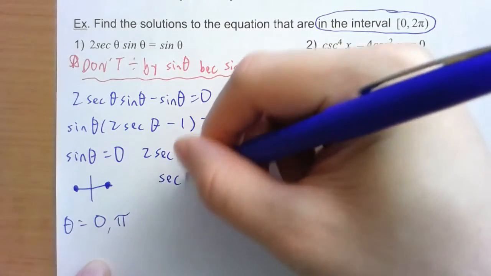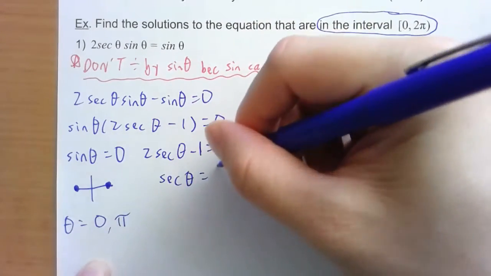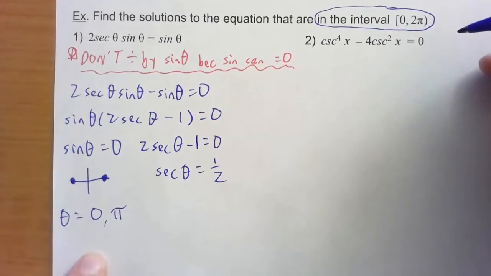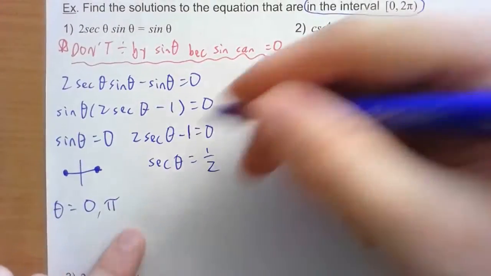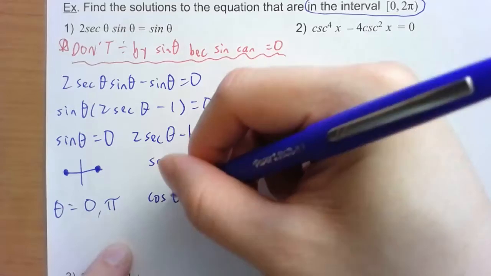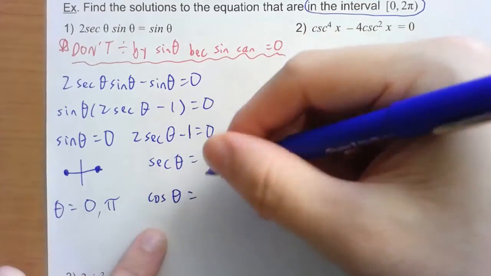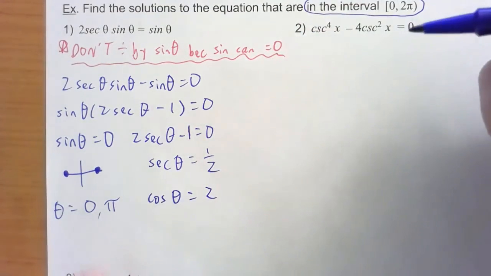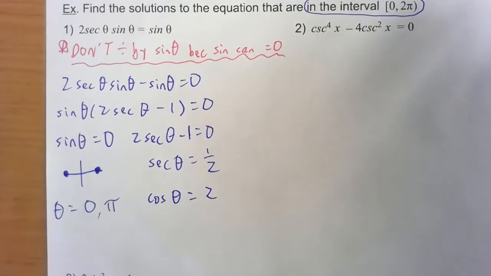So we will add the 1, divide by the 2, and get that secant is a half. I don't know a lot about secant. I know a lot more about cosine. So if secant is a half, cosine would be 2 over 1. Well, let's think about this. On the unit circle, we want the cosine to be 2. We want the x to be 2.